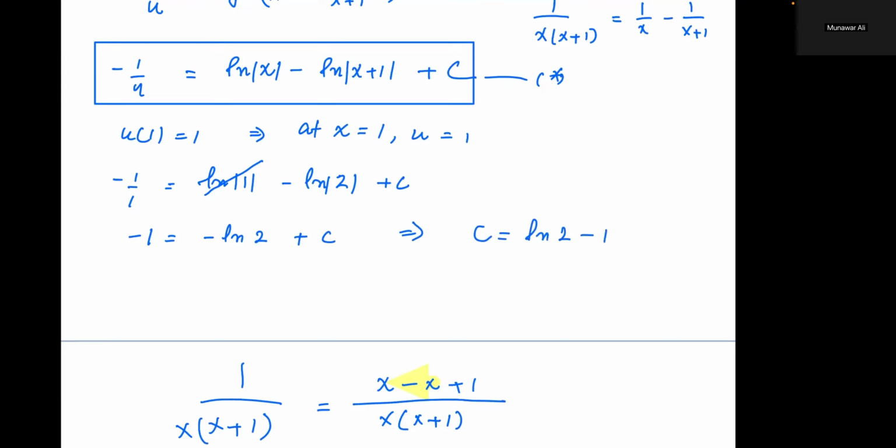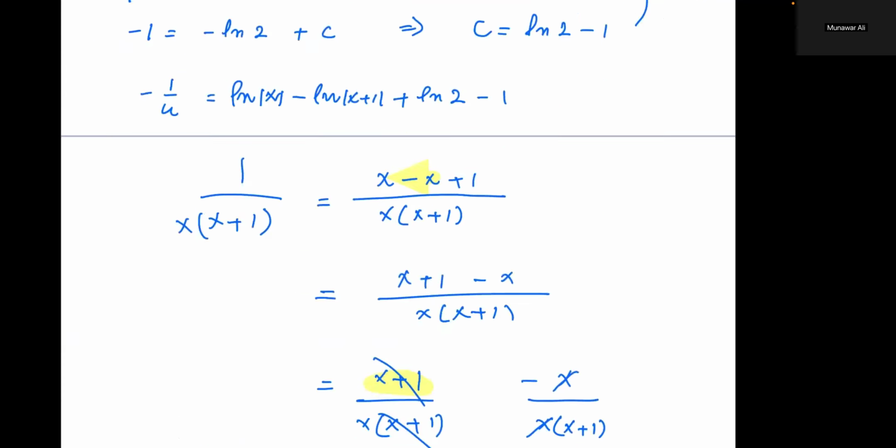Okay, if you add natural log of 2 on both sides. You substitute this back in the star equation: negative 1 over u is natural log of x over x plus 1, I can combine these and rewrite them in this way, if you agree, and c is natural log of 2 minus 1. Maybe I shouldn't do this quickly. Let me tell you something else, then do this. Let me take this down.